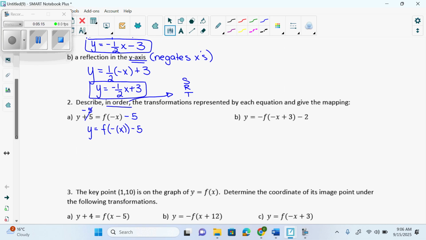There's no stretches because we're learning that today. So we have a reflection. It's with the x, so it's a reflection in the y-axis.